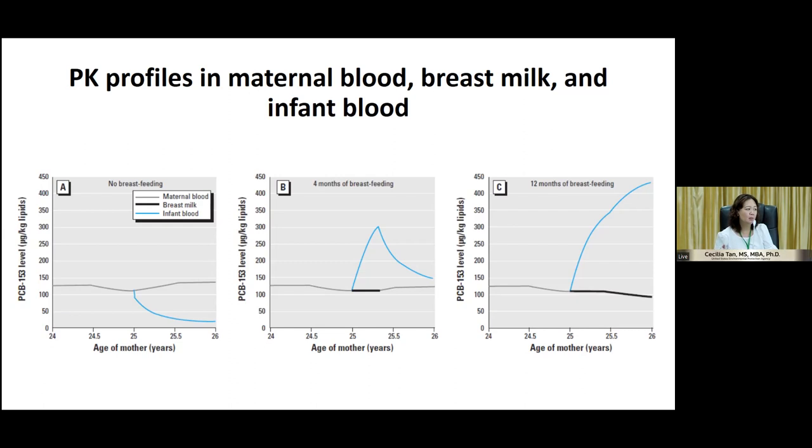So for example, the baby in the middle figure, if they are exposed for 4 months, you can see from mom's age 25 to 26, within 1 year, that's what, 8 months, it is still higher than when they were born.